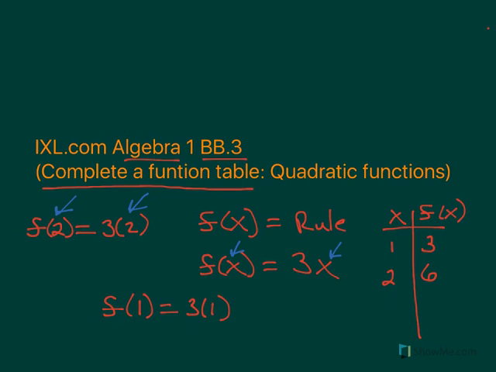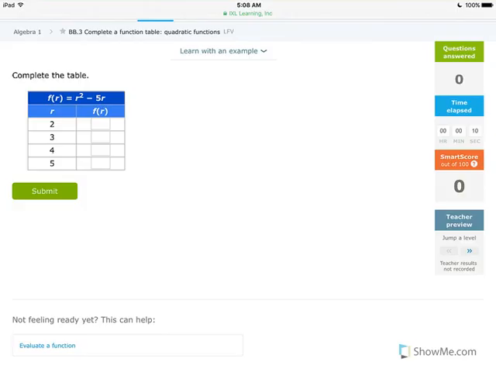And here's our first example in IXL.com. So we have a quadratic, r squared minus 5r. And we're just going to substitute in the input values and do the arithmetic and see what the output values are. So the first one is going to be 2, so it's going to be f of 2 equals, and everywhere you see an r, you want to put the input of 2.